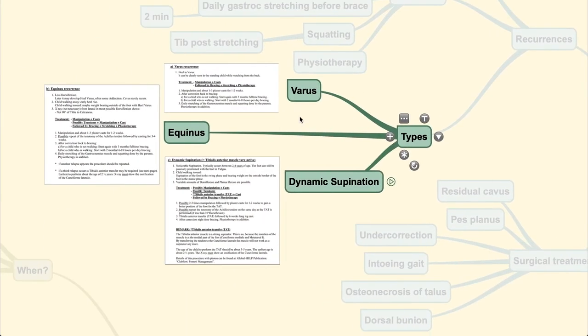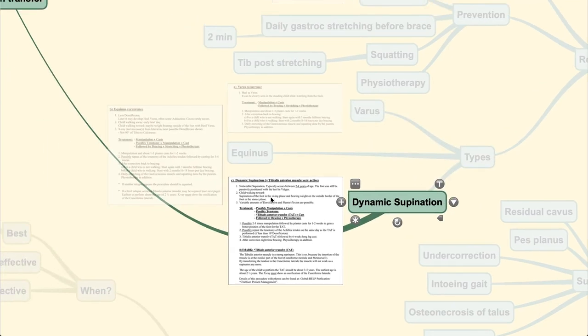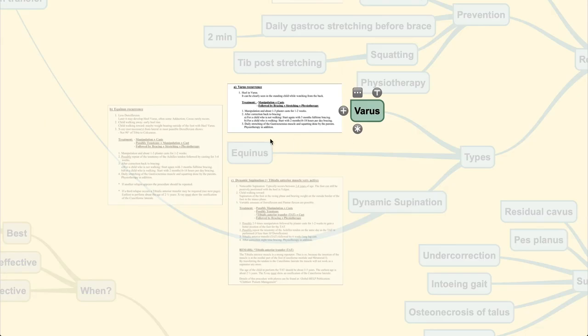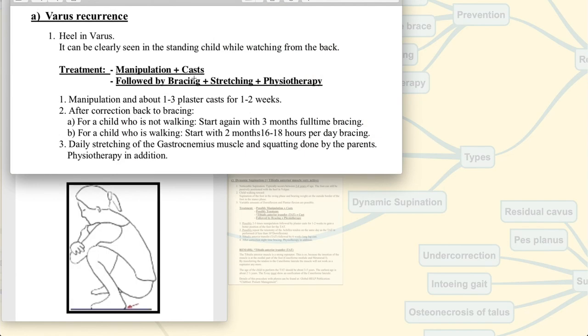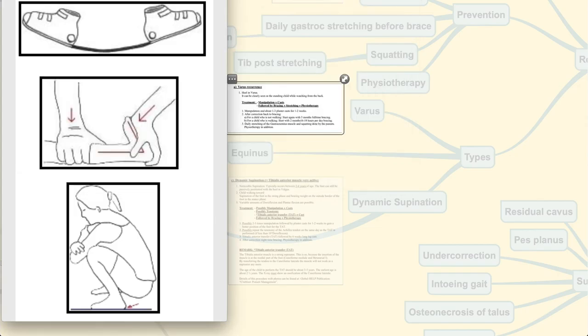Now, the types of recurrences itself, there are three types of recurrences that are frequently found, which is the varus recurrence, in which the heel can be seen still in a varus position, clearly seen when the standing child is being observed from the back. Treatment generally includes manipulation and cast, followed by bracing, stretching, and physiotherapy.